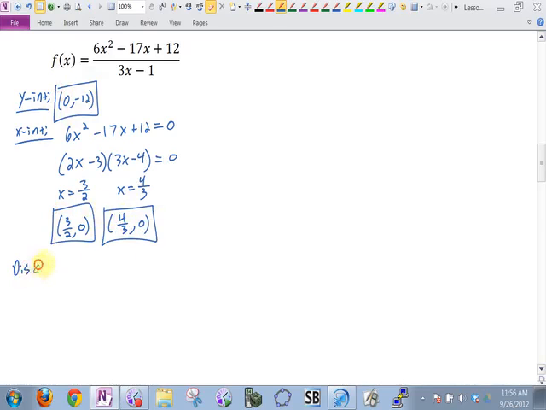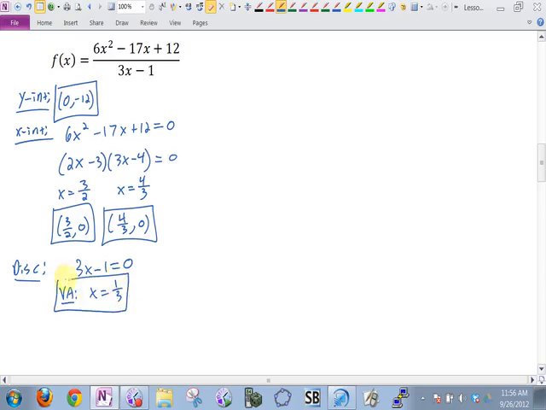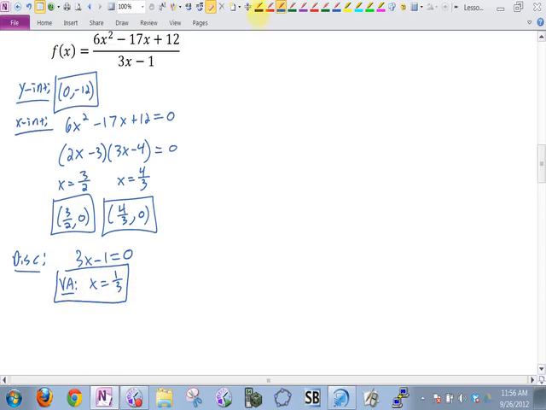Where is this graph discontinuous? At 1/3. Does 1/3 happen to make the top 0? No. So that is definitely a vertical asymptote. Great. Let's analyze that vertical asymptote real quick. This function, f of x, what does it factor down to? 2x minus 3, 3x minus 4, all over 3x minus 1.